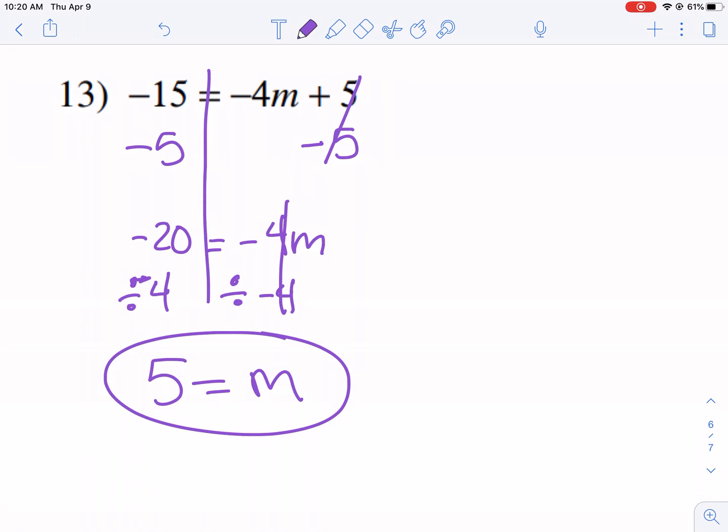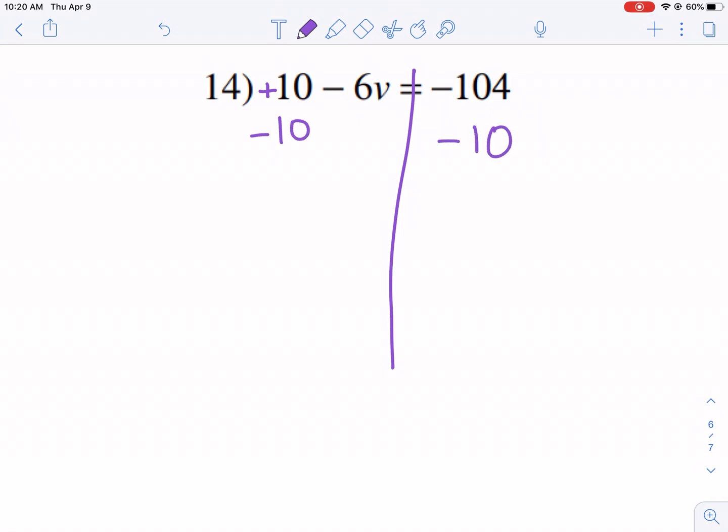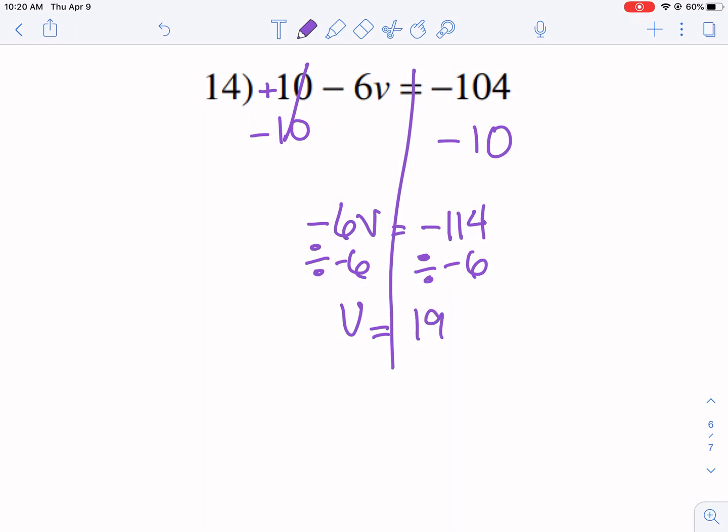All right. And then this example here. So again, pause the video if you want to practice. So this one's a little weird. It doesn't have the plus sign in the front. So we're going to get rid of this 10 though. So we're going to subtract 10. So negative 6v equals negative 114. And then 114 divided by negative 6. I forgot to write my step. Equals positive 19 because a negative divided by a negative is positive.